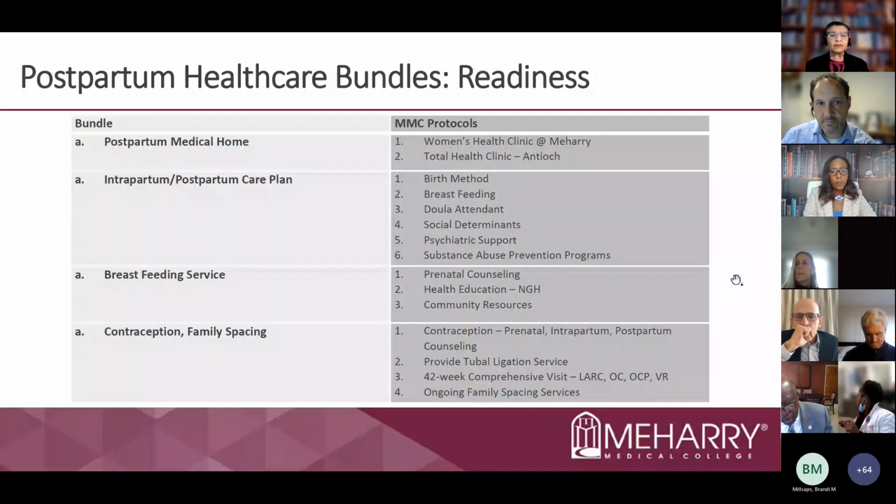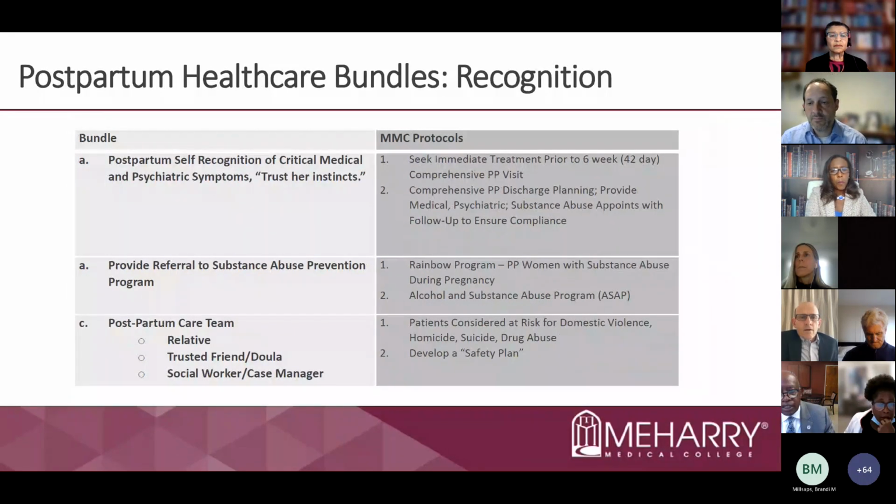We do use what we call bridge contraception, or we give them Depo-Provera to tide them over until they can get to the 42-day visit where we can give them the long-acting contraceptives and what have you, and we have ongoing services. Next.